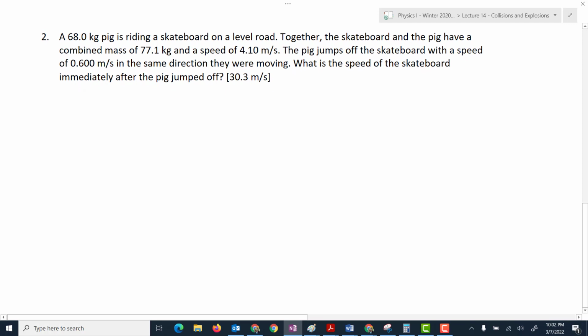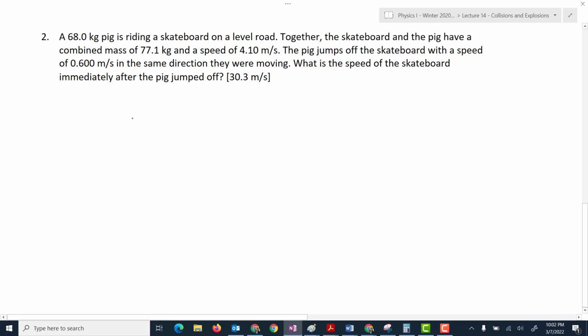A 68 kilogram pig is riding a skateboard on a level road. Together, the skateboard and the pig have a combined mass of 77.1 kilograms and a speed of 4.1 meters per second. Then this crazy pig jumps off the skateboard with a speed of 0.6 meters per second in the same direction that they were moving.